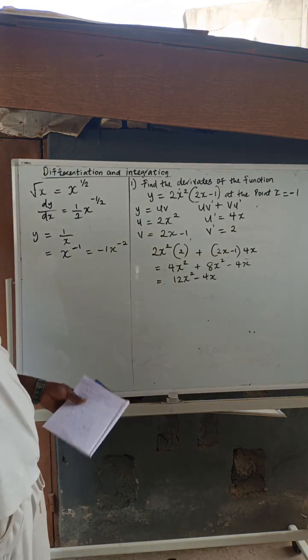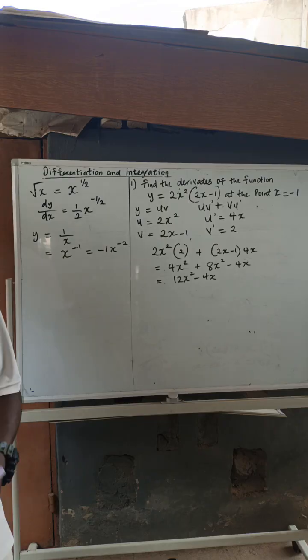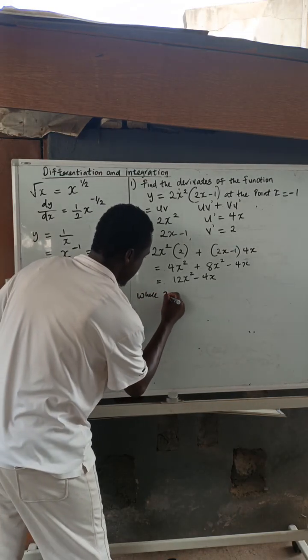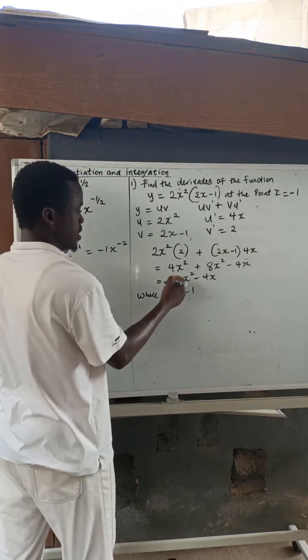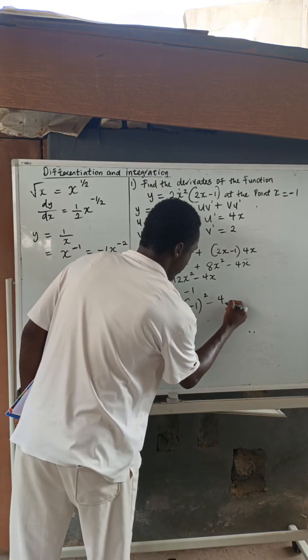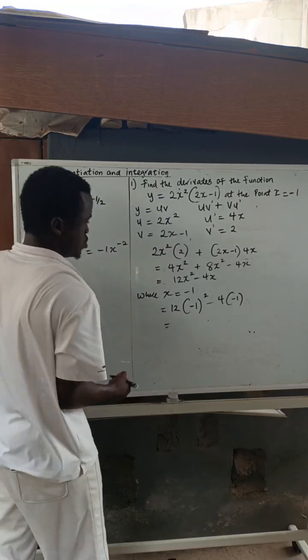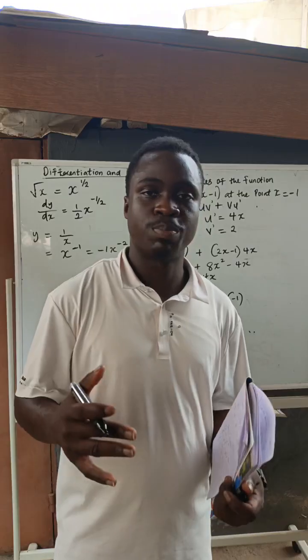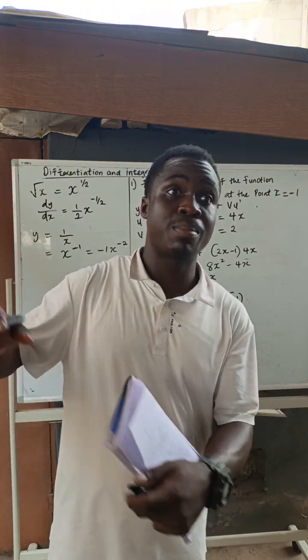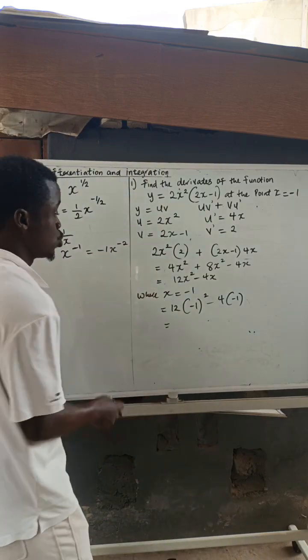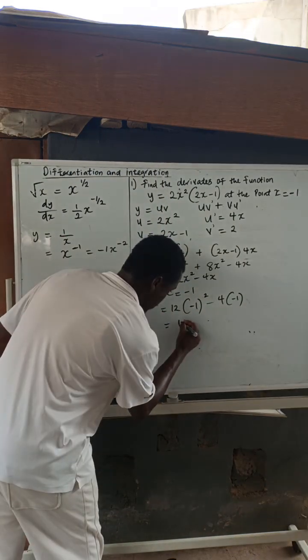Now, we have gotten the derivative, but we are not done because the question is telling us that at the point where x is equals to minus 1. So where x is equals to minus 1, this is giving me 12, open bracket, minus 1 raised to power 2, minus 4, open bracket, minus 1. So minus 1 raised to the power of 2 simply means minus 1 multiplied by minus 1. And minus multiplied by minus always leads to positive, that is minus times minus gives us plus. So I'm having 1, and 1 multiplied by 12 is 12.